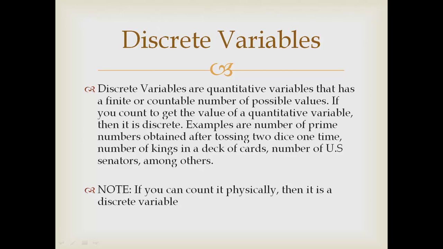So, for example, the number of prime numbers obtained after tossing 2 dice one time, the number of kings in a deck of cards, the number of queens in a deck of cards, the number of United States senators, and so on and so forth. You count, right? You don't measure. They are discrete variables.